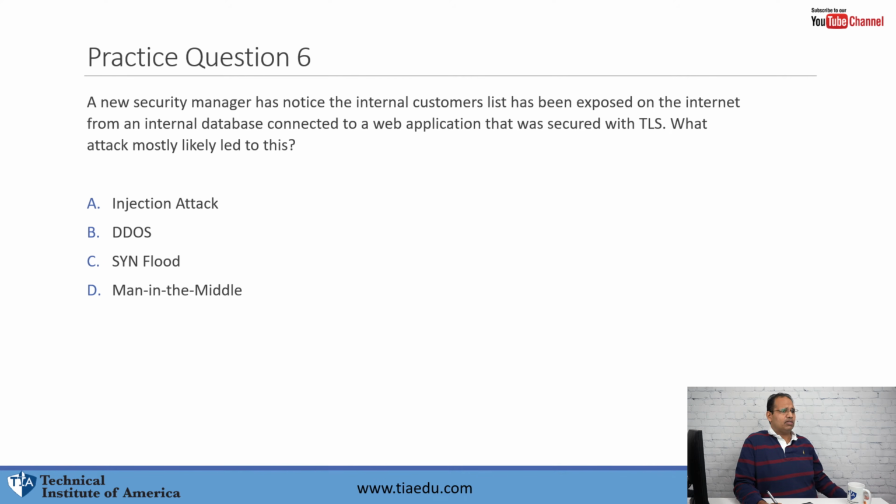A security manager has noticed an internal customer list has been exposed on the internet from an internal database connected to a web application that was secured with TLS. What attack most likely led to this? Injection, DDoS, SYN flood, man in the middle. Now these are typical CISSP questions. You got to really know the topic. You got to know it somewhat well.